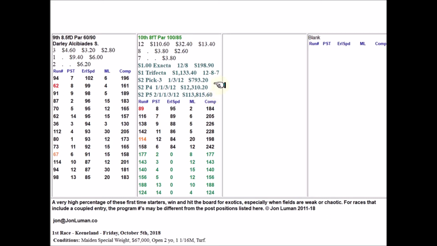And that made a trifecta, $1 trifecta of $1,133.40, $2 pick 3 for those 3 races, $793.20, $2 pick 4, $12,310, but who's paying any attention to that? And $2 pick 5, $113,815.60 for something that could easily be bet 3 by 3.